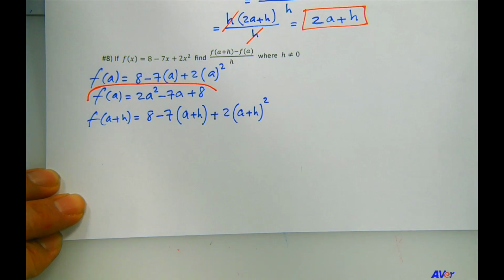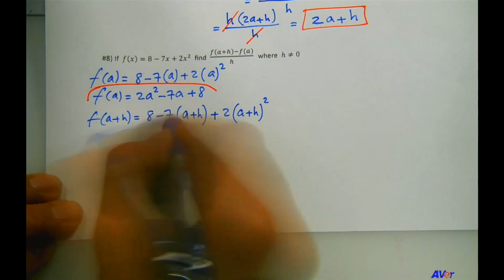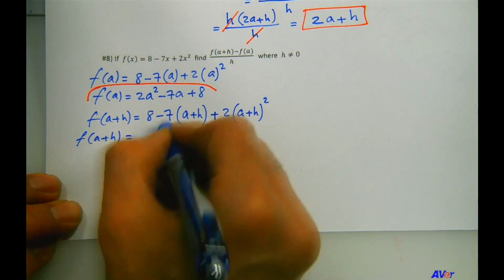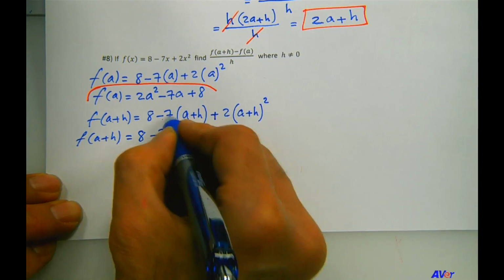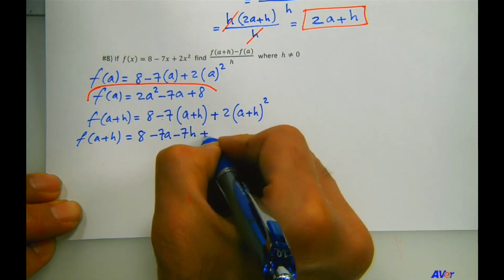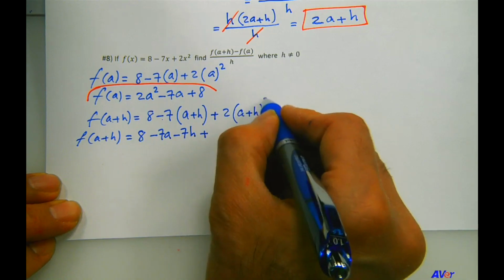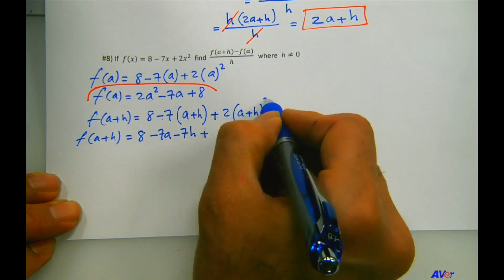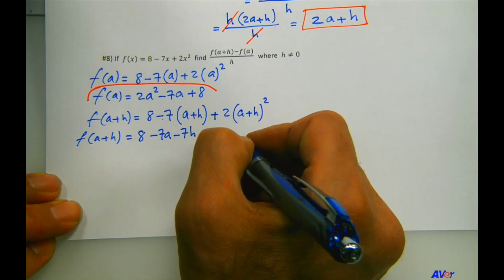Okay? Now we need to simplify, right? We can't leave this like this. So let's do that. We're going to distribute this and we're going to expand that. So f of a plus h is equal to 8 minus 7 times a minus 7a minus 7 times h minus 7h plus. Can I distribute this? No, not yet. Why not? Because of the power here. Remember the order of operations? I need to raise this expression to this power. Once I'm done with that, then I can multiply this with that. It's just the order of operation.